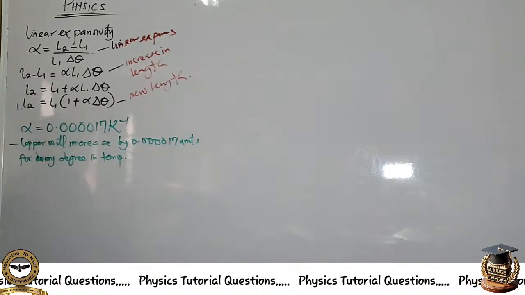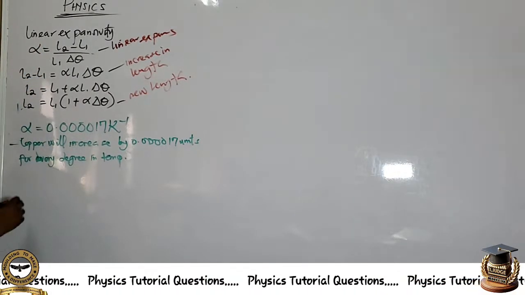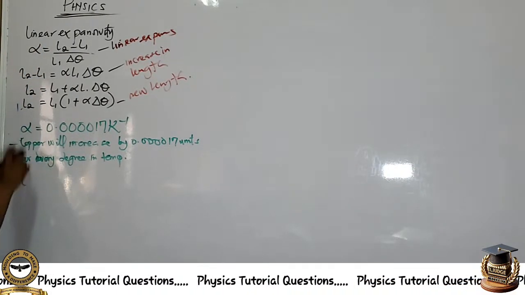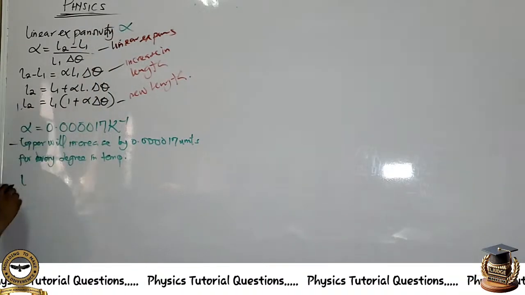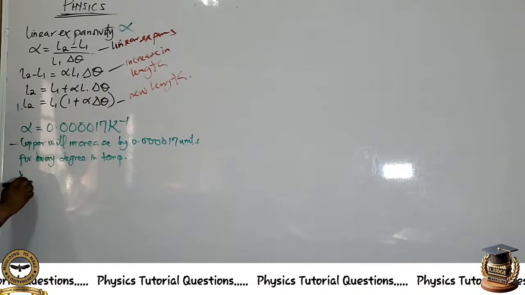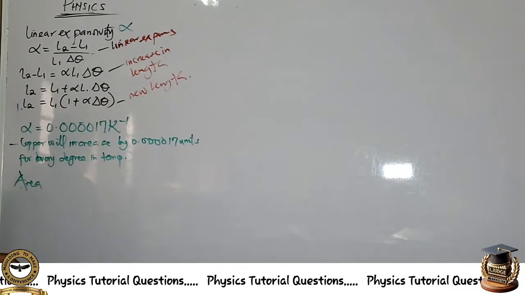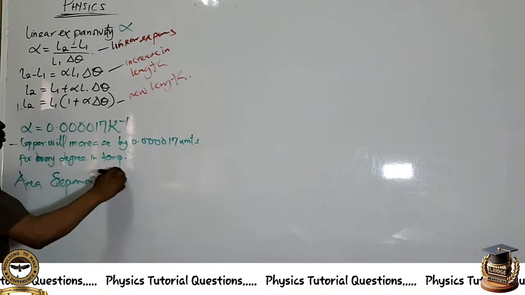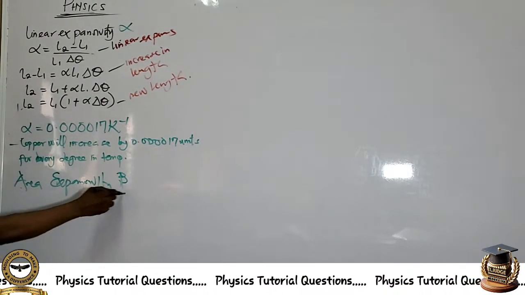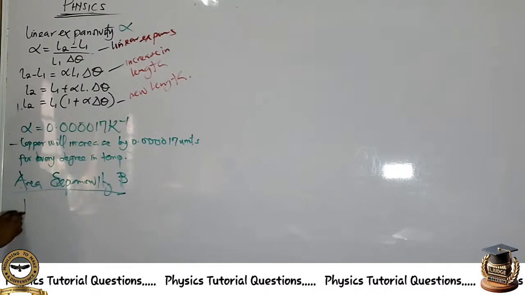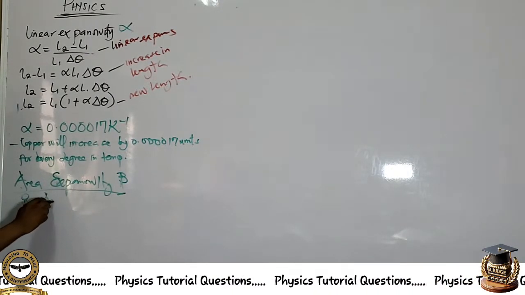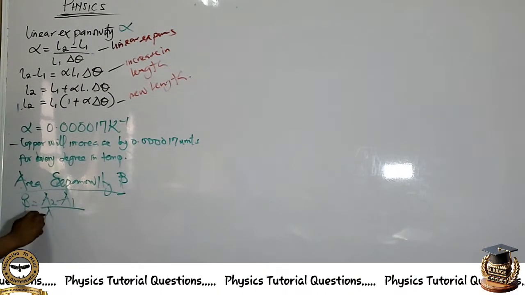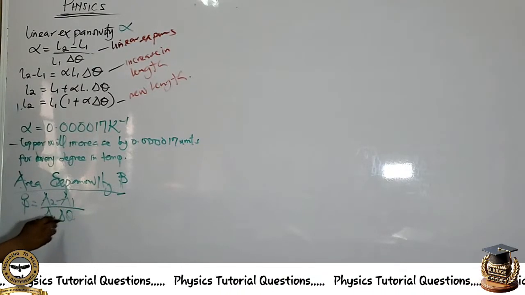So this is a simple question that one can see from here. Now, we also note that besides linear expansivity alpha, there is another one we call area expansivity. This has to do with area. Area expansivity is represented with beta, and beta is defined as the increase in area per unit area per degree rise in temperature.